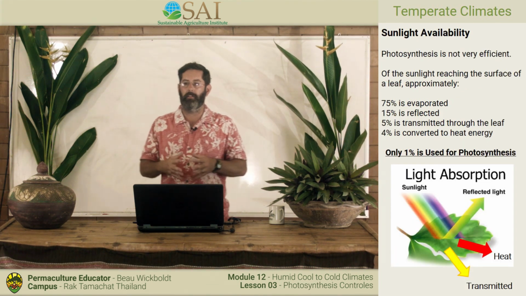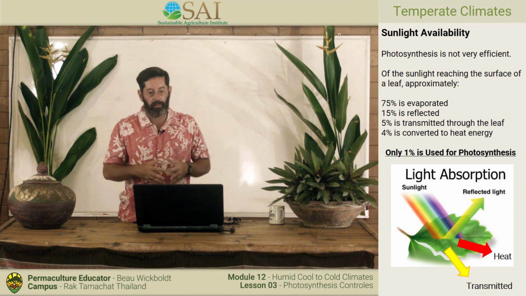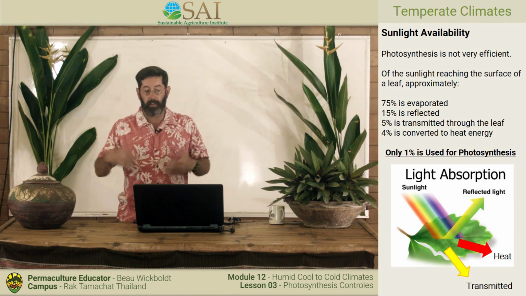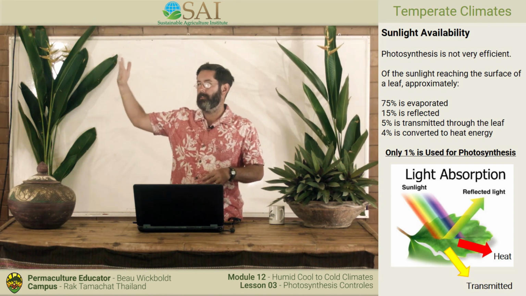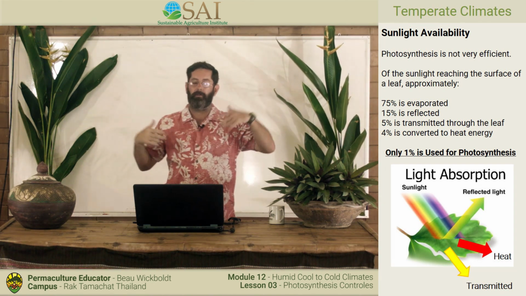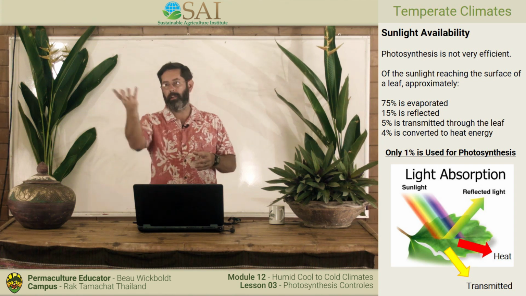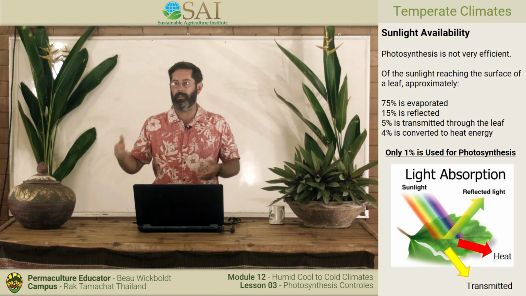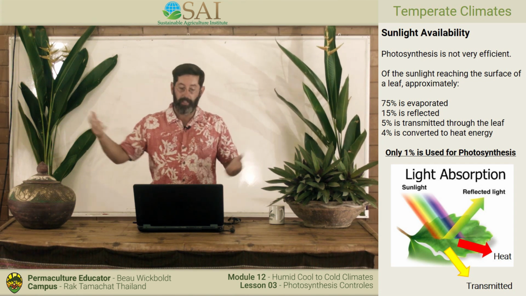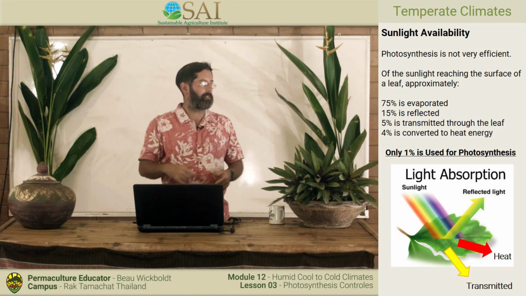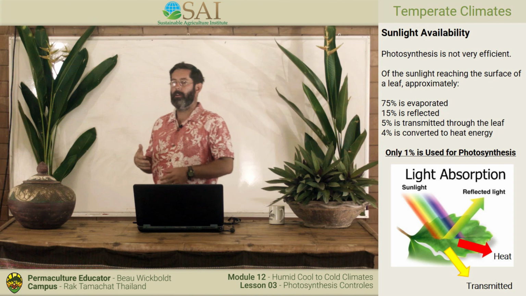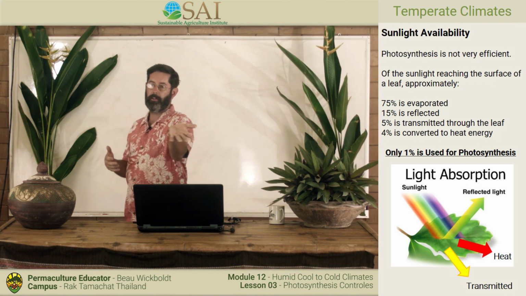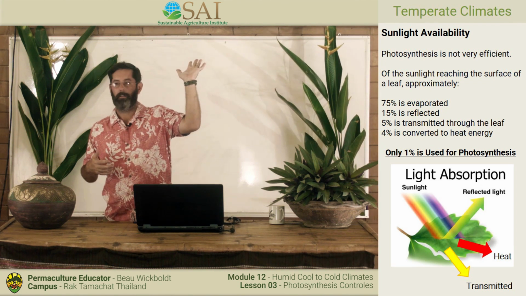They're not actually great at doing this. Of the sunlight that reaches the surface of a leaf, approximately 75% of it is evaporated off. It doesn't use it. 15% then gets reflected. 5% transmits through the leaf, 4% gets transmitted into heat energy, and 1% is for photosynthesis. Not very good. Anybody know how much our photosynthetic panels, like a solar panel, can do currently?